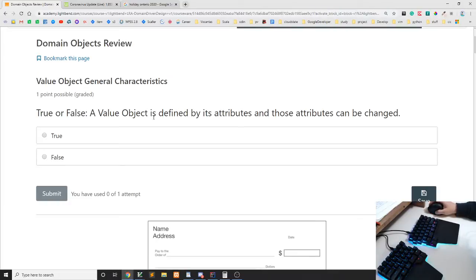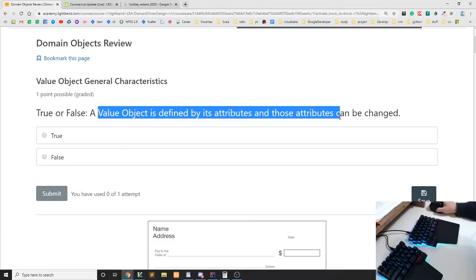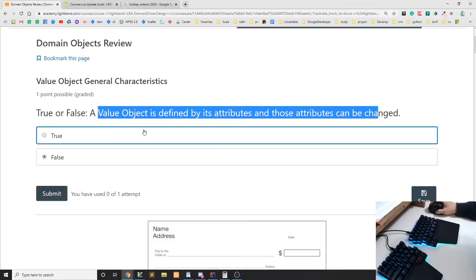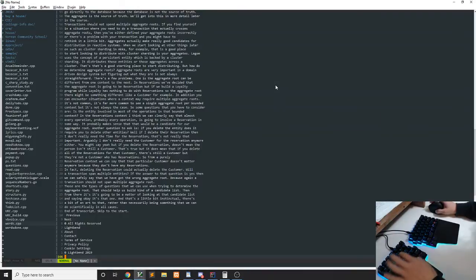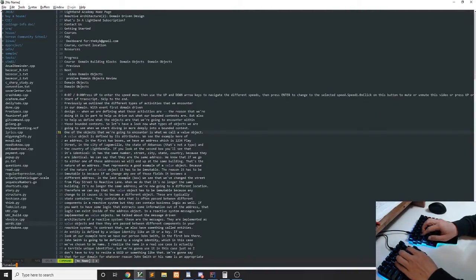True or false. A value object is defined by its attributes, and those attributes can be changed. So once the value object is defined, its attributes cannot be changed. False. So, value object. We see the example here of an address. In the first two boxes, we have an address, and the value object has to be immutable.